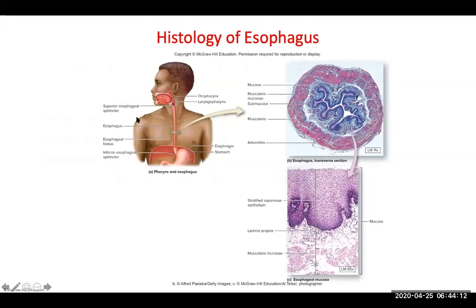So here's a small picture of your esophagus. There's also a sphincter at the top, which you don't need to know, but the big one, the inferior esophageal sphincter, is right at the opening between the esophagus and the stomach. And you can see here the histology of the esophagus as well. You can see that the stomach lies right underneath the diaphragm. So the esophagus will come through the diaphragm at an opening called the esophageal hiatus, and the stomach will be right underneath that diaphragm.